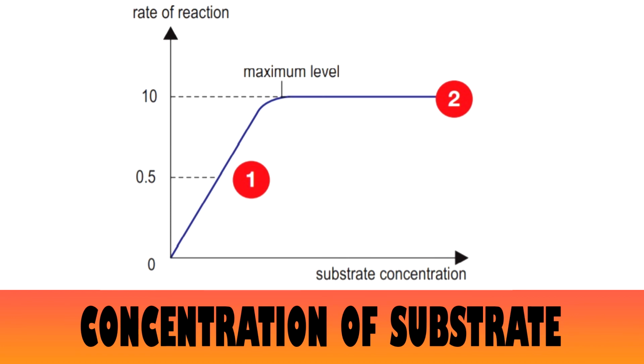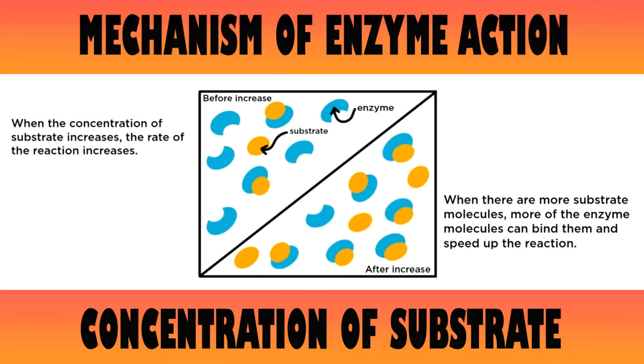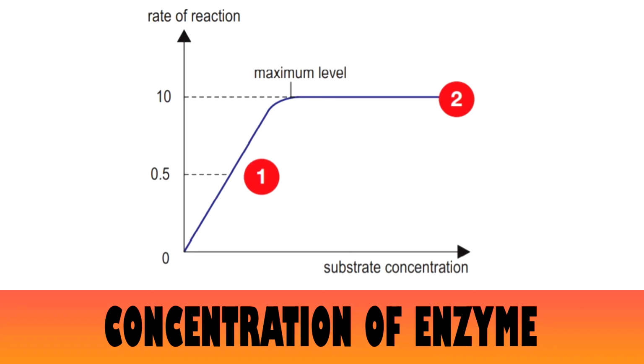As you can see in the figure, this is the effect of substrate concentration on the rate of enzyme reaction. If the concentration of enzyme is fixed while the concentration of substrate is increased, the reaction controlled by enzyme also will increase, leading to an increase in the product created. When substrate concentration increases, the opportunity for an effective collision between the substrate and enzyme molecule also increases. The reaction rate continues to increase until the maximum level. The rate of reaction at the maximum level is constant.